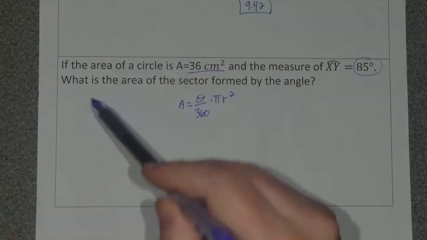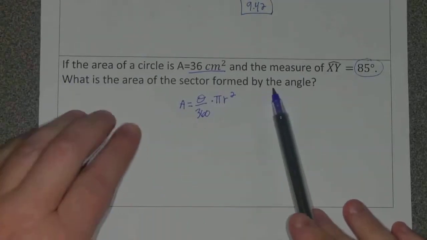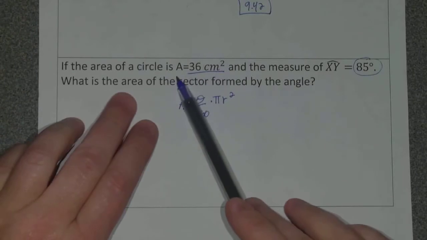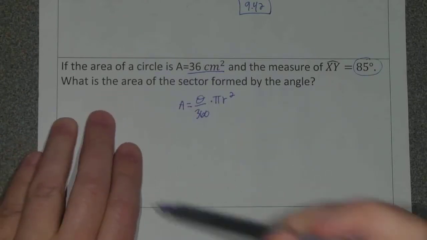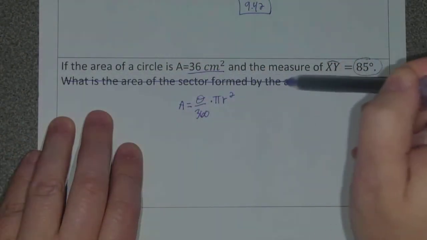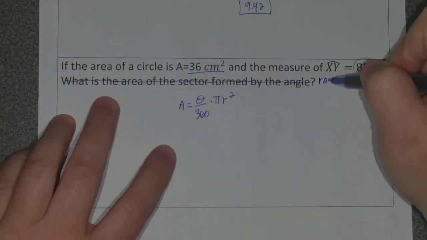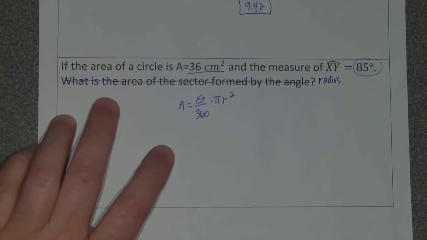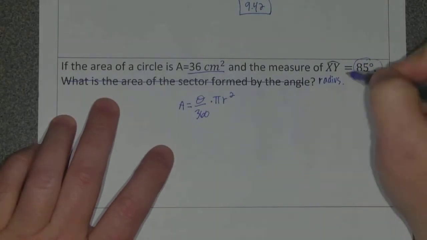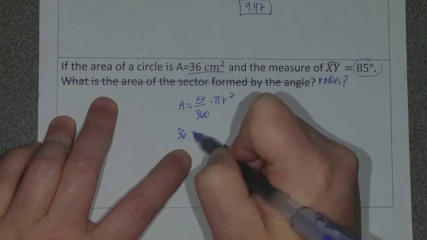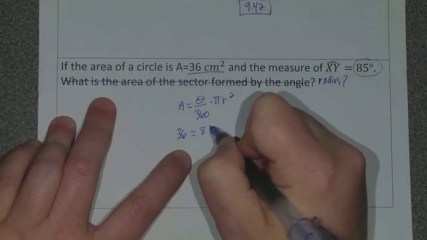This problem doesn't make sense. It needs to say what is the radius, doesn't it? Because I already gave you the area. That's what I get when I copy problems off the internet. I've said that before, huh? Let's find the radius. Because that's the only part we're missing, right? Is the radius. So the area is 36. The angle is 85.